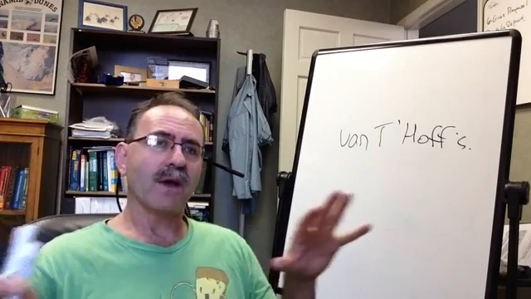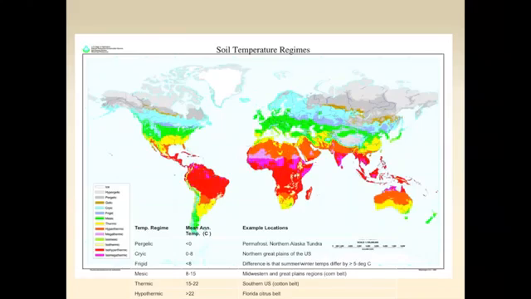So again, we've got another world map of soil temperature regimes. I'm not going to go through each one of them, except to say that we are in what is known as the cotton belt. We're in this thermic regime over here. So most of our average soil temperatures are between 8 and 15 degrees C. That's our average temperature over the year.